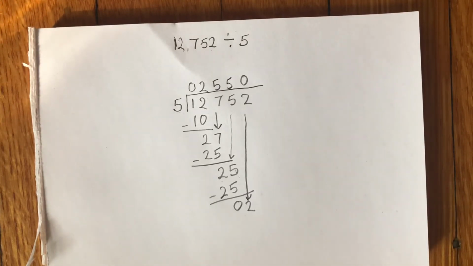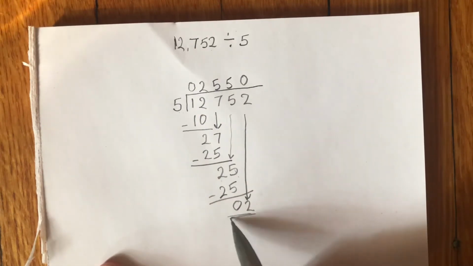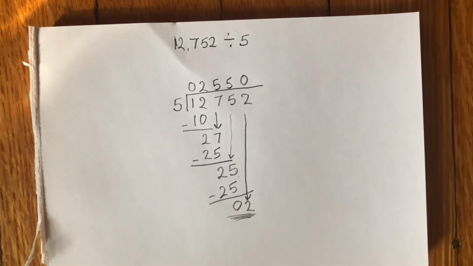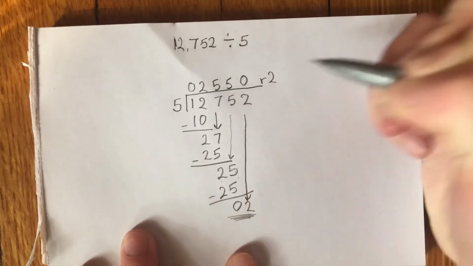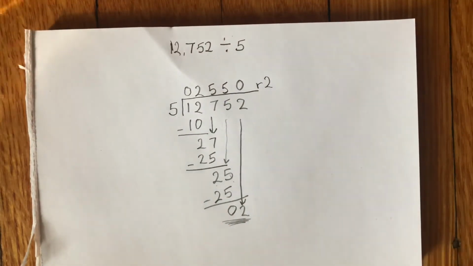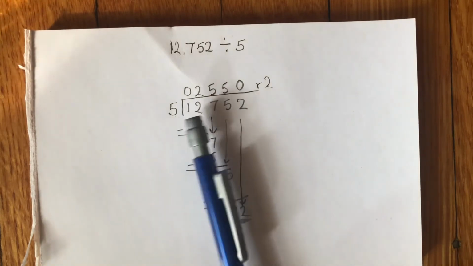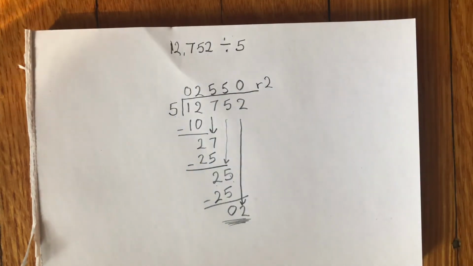So the way that we would write this, if we don't end up with a 0 in this last step like we did in our previous problem, is up here we have to write something called remainder 2. So what that means is that if I were dividing up these 12,752 cookies to 5 people, each one of them would get 2,550 cookies. However, I would have 2 left over. And those 2 are my remainder.